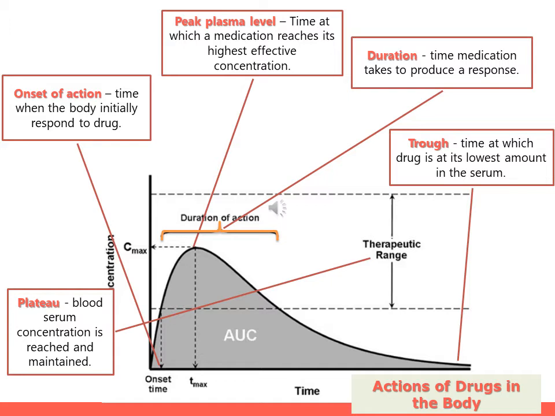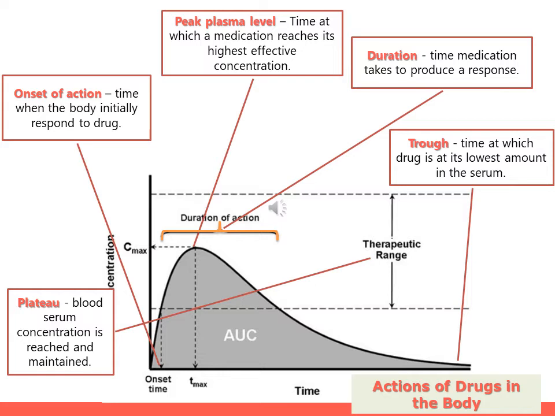Now, we also have this plateau. Plateau means blood serum concentration is reached and maintained. When you give a medication to your patient, it is very important that the therapeutic level of the medication is within this range. It should be maintained so that the patients will experience relief or therapeutic effect of the medication. And normally, we should always maintain the therapeutic range. That's why medication is normally given routinely every 2 hours, every 3 hours, every 6 hours. Why? Because we want to maintain the therapeutic range. We want to maintain the plateau.